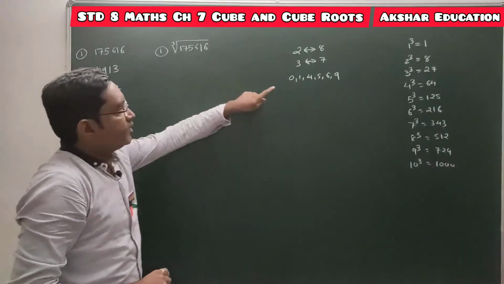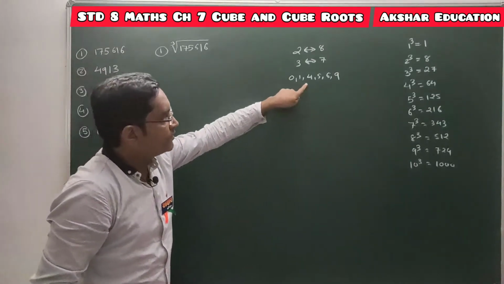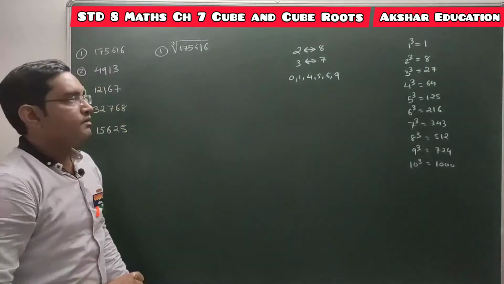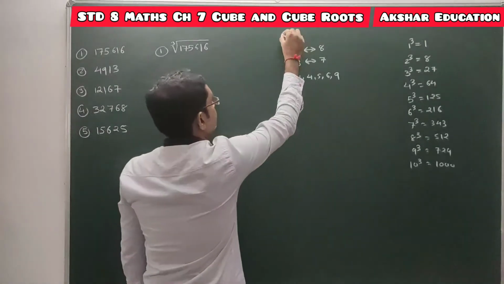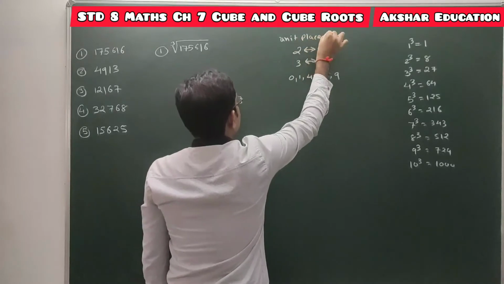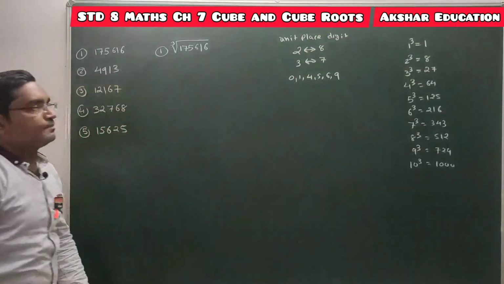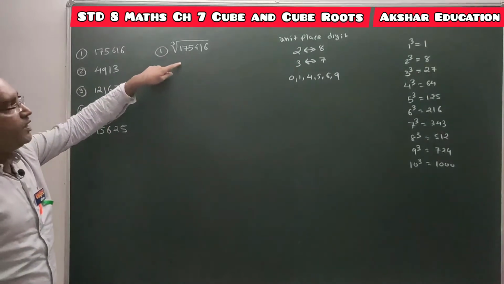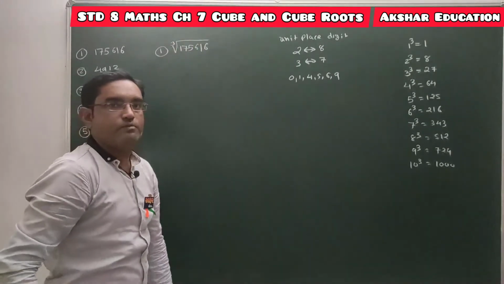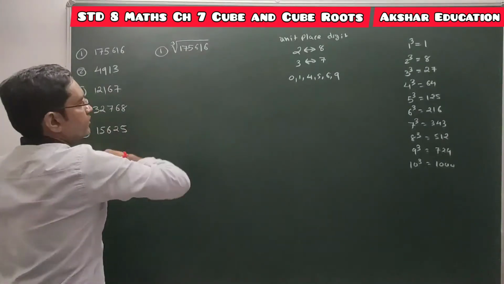Now for given perfect cube numbers, if the unit place digit is one of these numbers, then its cube root will contain the same digit as the unit place digit. This is the unit place digit property. ये दोनों को combine करके we will estimate the value of the cube root of this given number. How? Check it. So the given number is 175616.